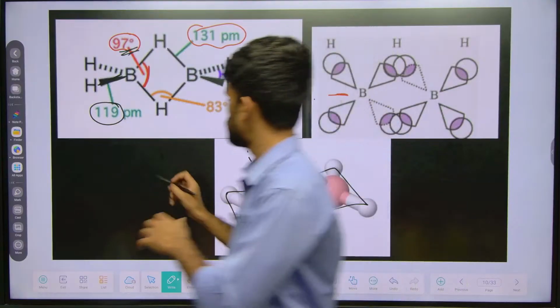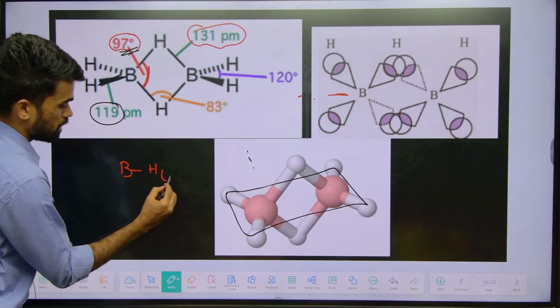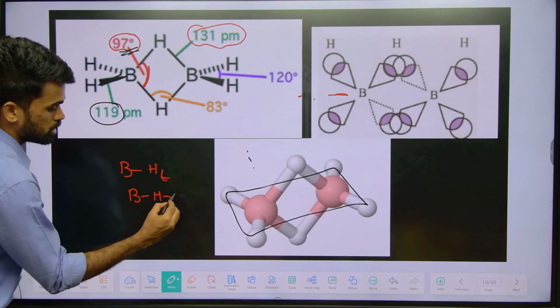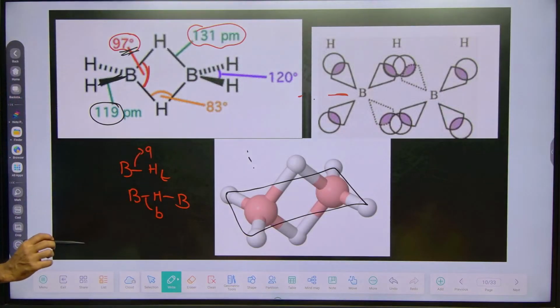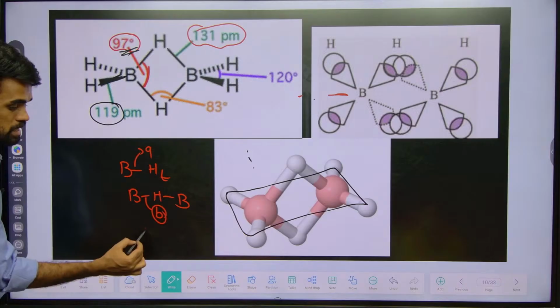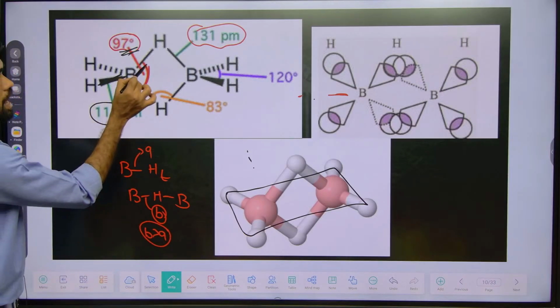So they will ask you BH terminal, BHB bridge, which bond length is greater. This is A, this is B. Which is greater, they will ask. Bridge bond is greater now. So you can expect a question like this. Or they will ask about these angles also.